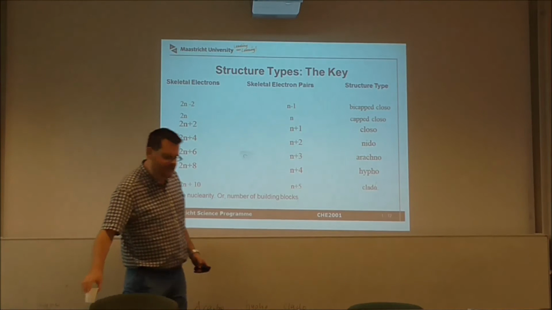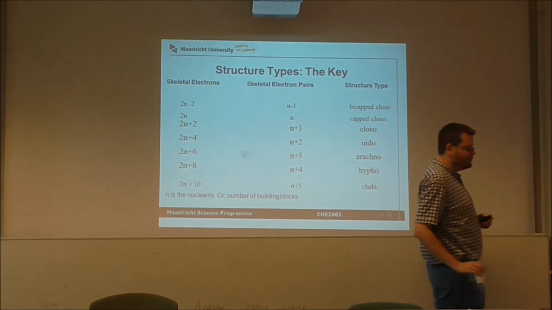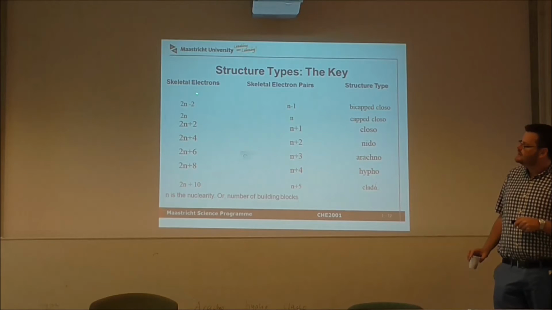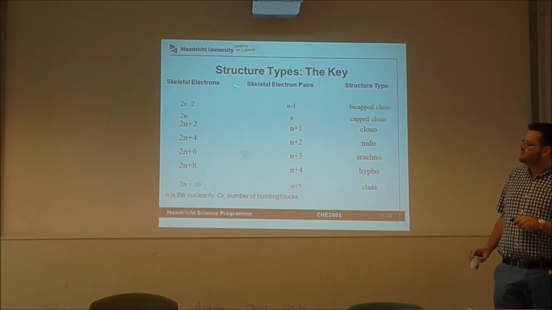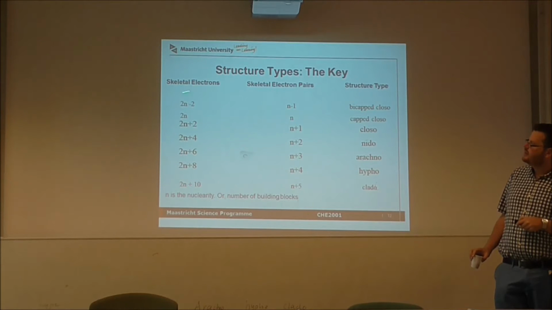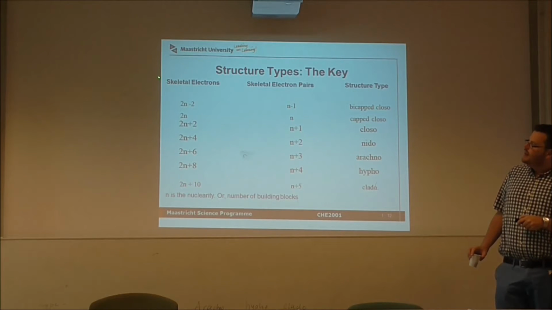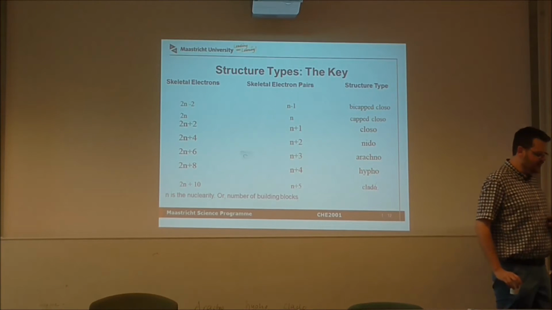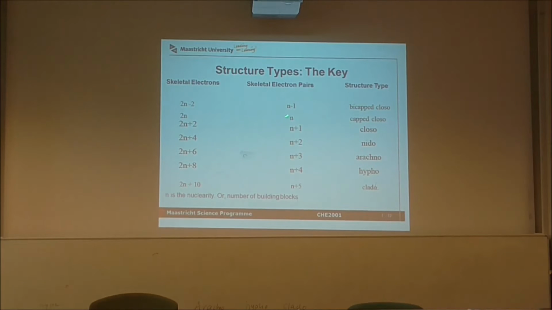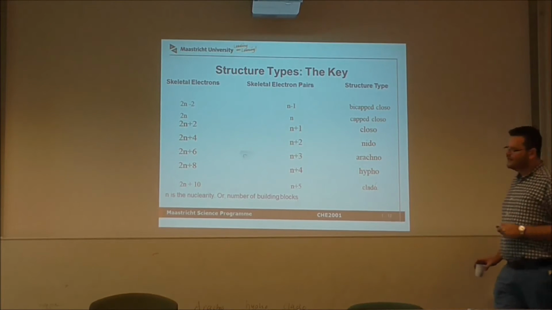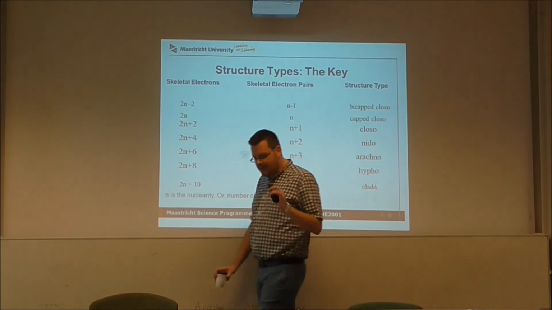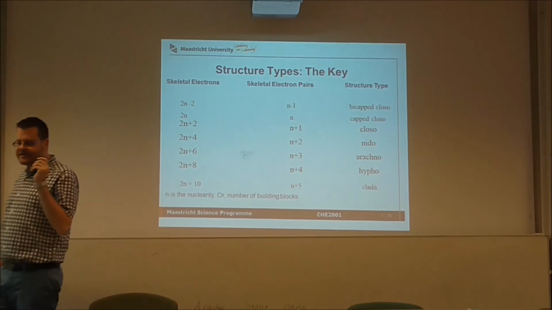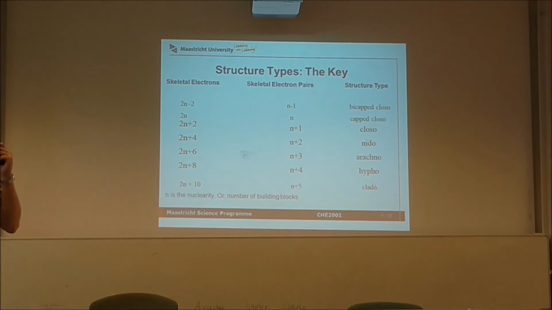How cool is that? So by looking at the relationship between the skeletal electrons, or the skeletal electron pairs, it doesn't really matter which you use. I use skeletal electrons. This is everything here just divided by 2, right? If you look at the relationship between n, which is the nuclearity of the thing, and the number of skeletal electrons, it gives you the structure type. Don't worry, we're going to do examples, because the only way to understand this is by doing examples. Let's just jump right in.